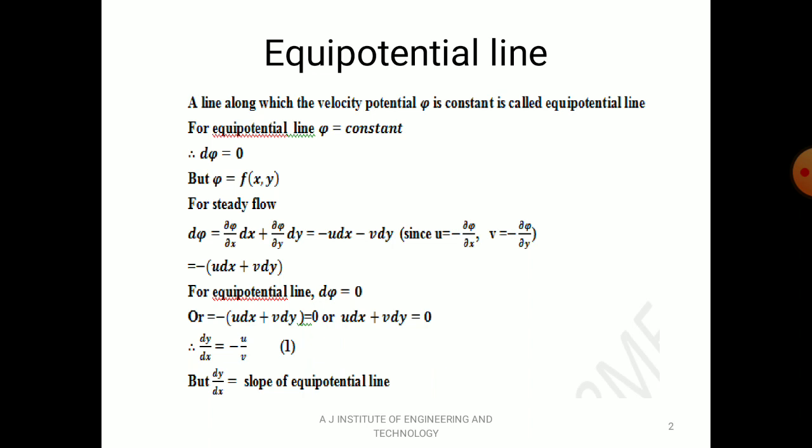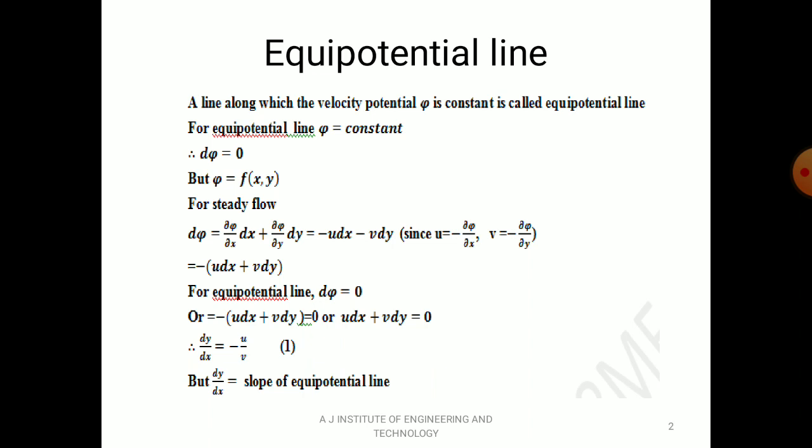But from the velocity potential definition, we have u equal to minus dou phi by dou x, v equal to minus dou phi by dou y. So just substitute in the above expression for d phi. d phi equal to dou phi by dou x dx plus dou phi by dou y into dy becomes minus u dx minus v dy. Taking minus outside, that is equal to minus into (u dx plus v dy).